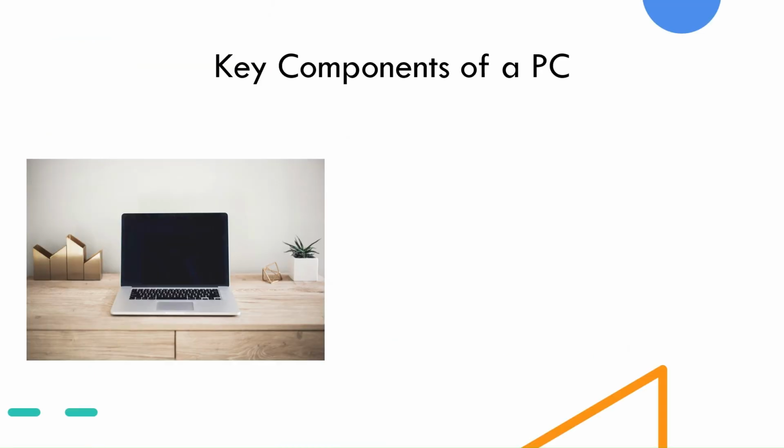Key components of a PC. Central processing unit, the brain of the computer that processes instructions. Faster CPUs can improve overall speed. Memory, RAM, temporarily stores data for quick access. More or faster RAM helps with multitasking and speed.